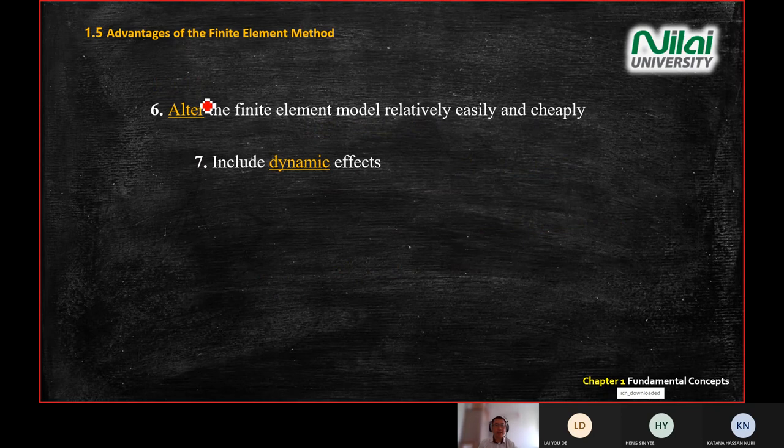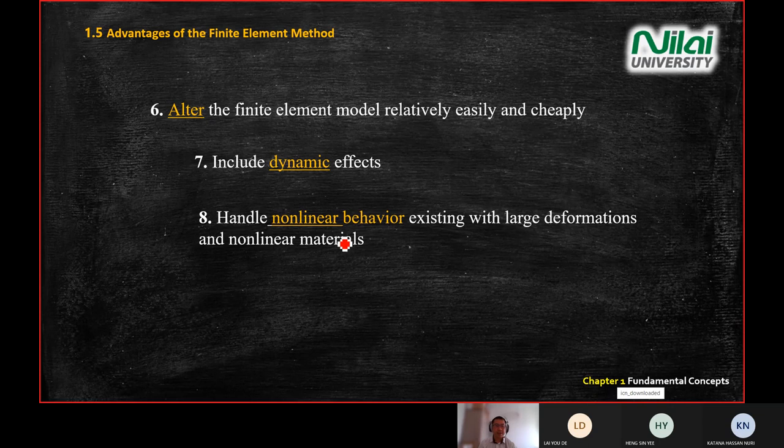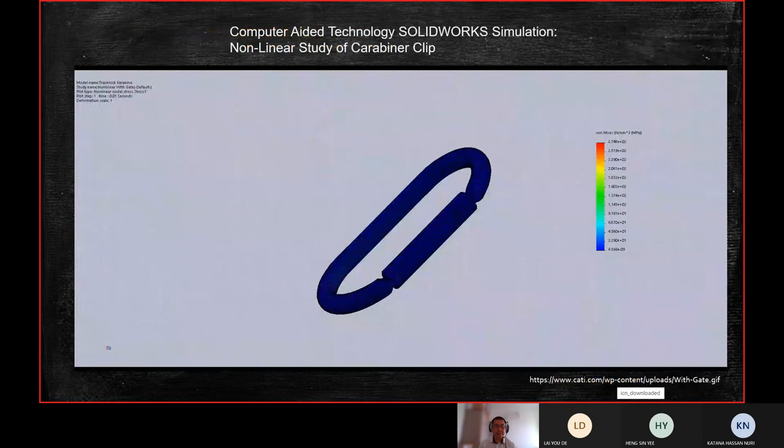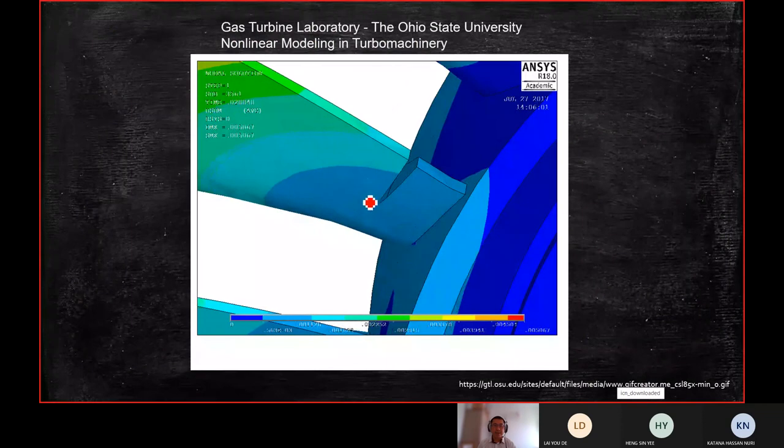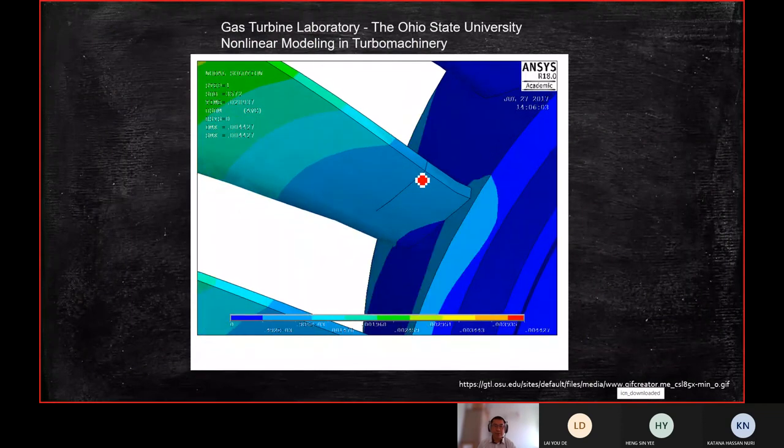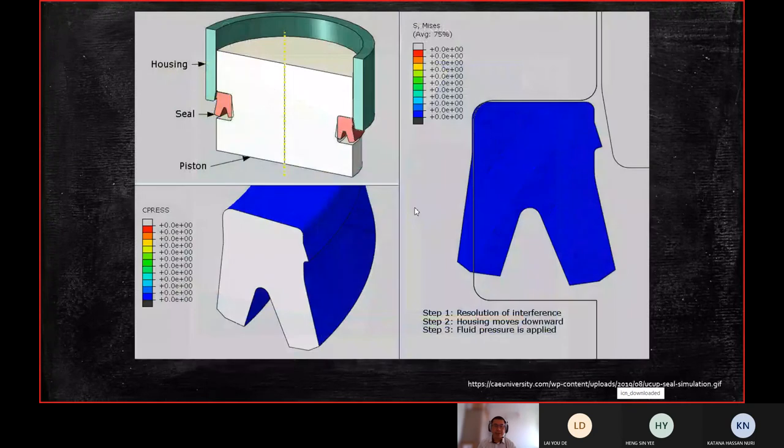And then we can change the equation that we use to simulate. We can include dynamic behavior, and also we can look at nonlinear behavior. So these are all examples on the screen here. This one is the caliper. When you run the simulation, you'll see the changes of colors. This is a nonlinear study. Von Mises is the term that we use every time we study nonlinear behavior. This one is the behavior of a turbine. Also, cracking happened.